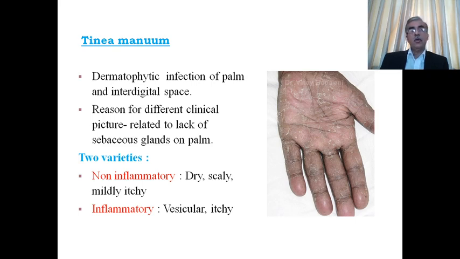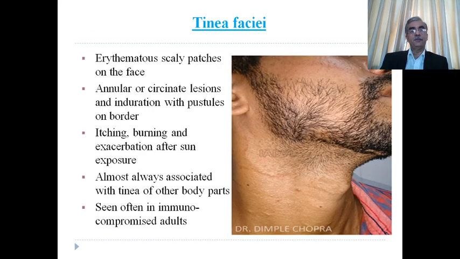As we talk about dermatophytic infections, they are usually unilateral. So when lesions are unilateral and scaly, then we have to do KOH to differentiate it from other dermatoses, and the KOH will be positive, so it is tinea manuum. It has two varieties. One is non-inflammatory, where the lesions are dry, scaly, mildly itchy, but in the other variety, where inflammation is more, the lesion may be vesicular or red or itchy.